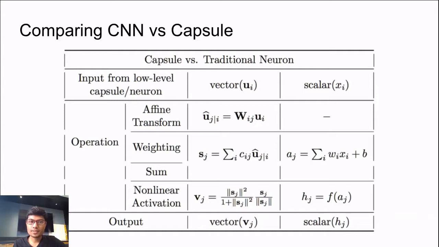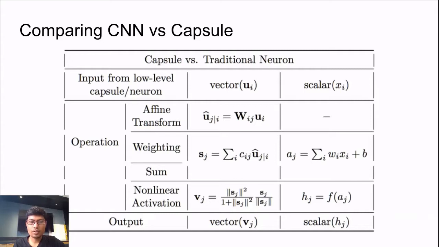Let's compare CNN versus capsule. Capsules have vectors as the basic building block. However, CNNs have scalars. Since capsules have vectors, they can encode more information and can generalize better. We can encode information like what was the position of the object, the lighting, and various other interesting features.